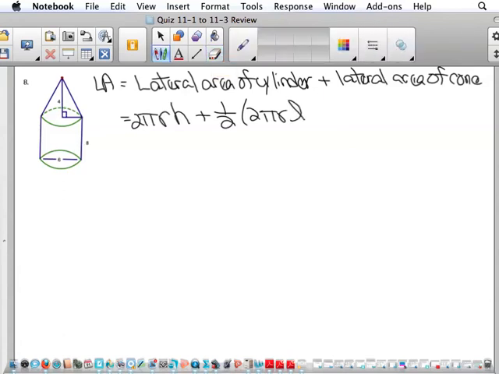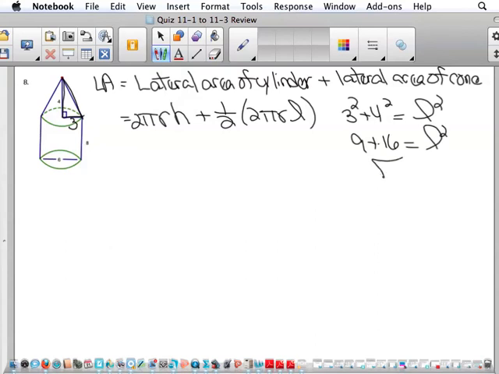So here, 1/2 2 pi r L. Well, when I look at this, I have a right triangle here. I know the height is 4. The radius of this circle is 3. So I can use the Pythagorean theorem to find L. So I have 3 squared plus 4 squared equals L squared. 9 plus 16 equals L squared. Square root of 25 equals L. So L is equal to 5. The slant height is equal to 5.